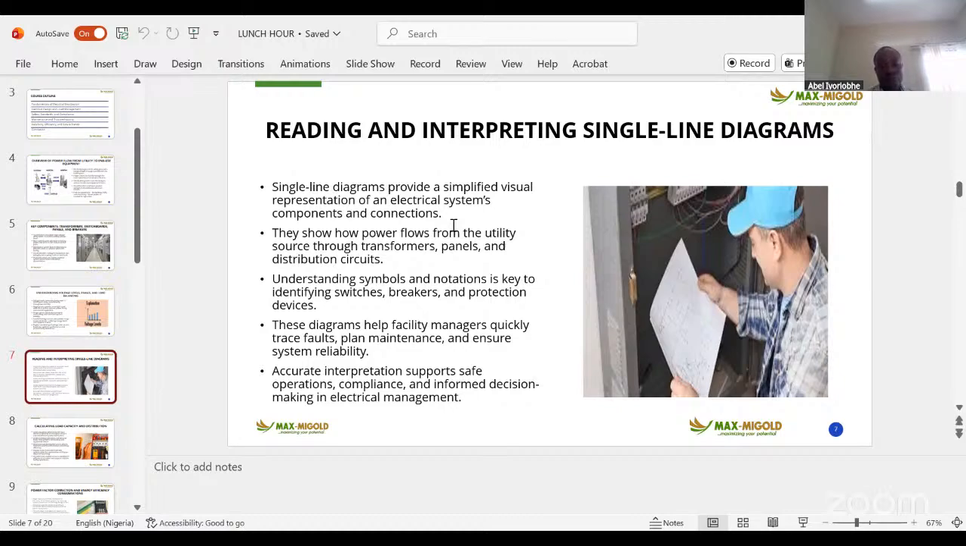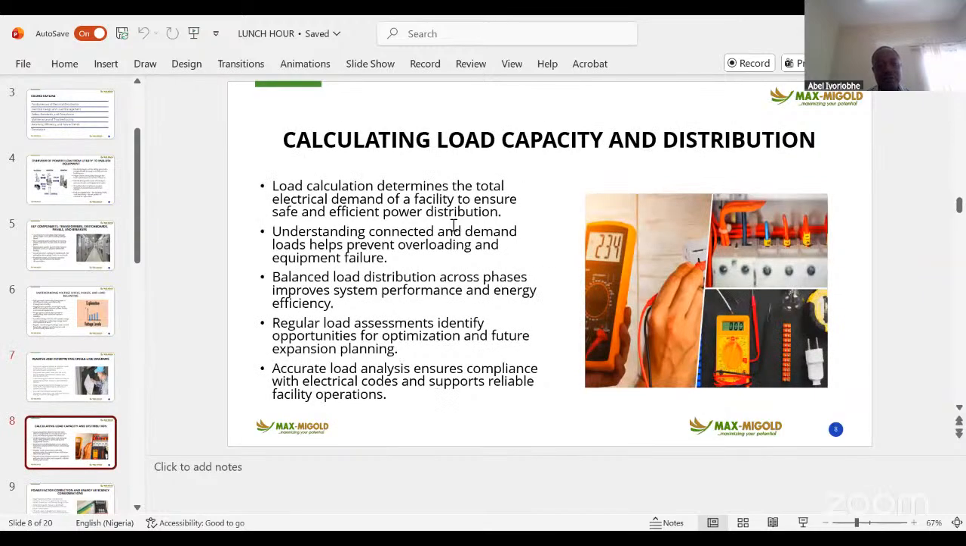So this diagram helps facility managers quickly trace faults. You know where your breaker is, you know which breaker is down, which equipment is not working. So through that single line diagram or the installation diagram, you're able to trace where the fault is coming from and how you go about it. It gives you an overview of how that installation is presented.